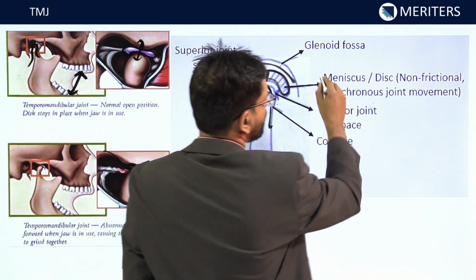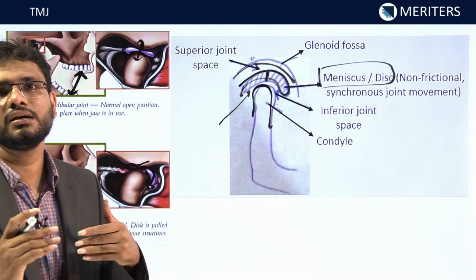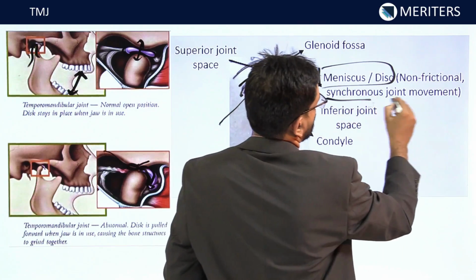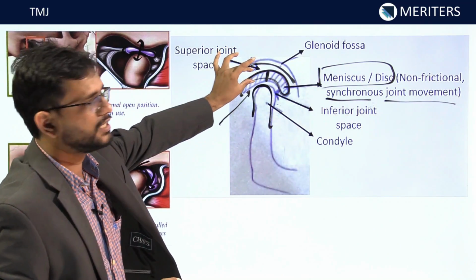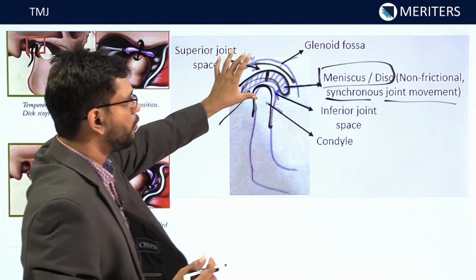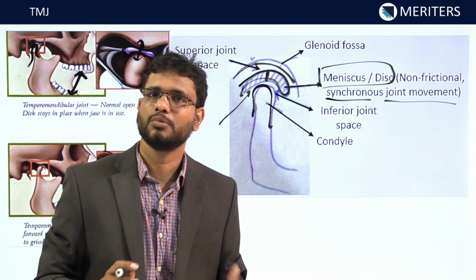So what is the function of your meniscus, or we can say the disc? That is basically providing a cushioning medium or non-frictional medium so that there can be synchronous joint movement. So what happens if there is a problem with this particular disc? That may lead to the friction of the articulating surfaces of the bones together, that can change the texture of your bone.